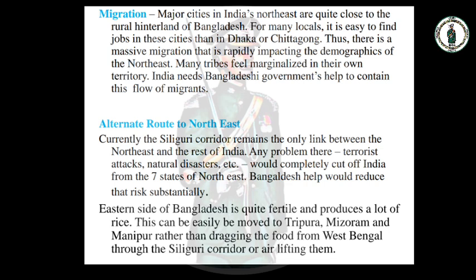And thirdly, the most important reason, Bangladesh as an alternative route to northeast. So currently the Siliguri corridor remains the only link between the northeast and the rest of the India, and in case of any issue, a terrorist attack or any natural disaster, this would be completely cut off from the rest of the India. So India needs Bangladesh help that would reduce this risk. And the eastern side of the Bangladesh is quite fertile, and it produces lot of rice, and this can be easily moved to Tripura, Mizoram and Manipur rather than dragging the food from West Bengal through Siliguri corridor or airlifting them. So that's why Bangladesh is needed as an alternative route.